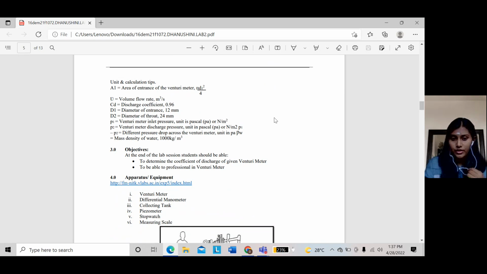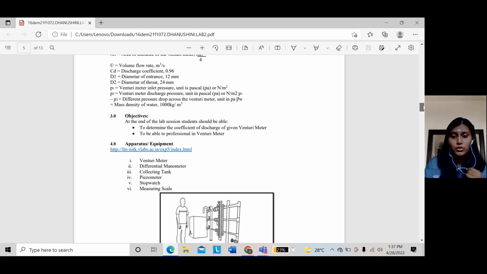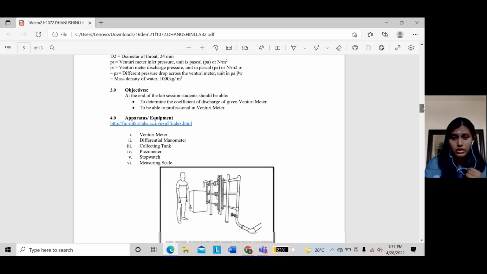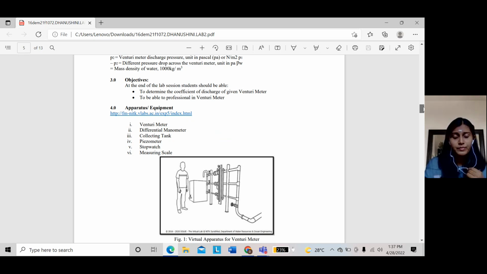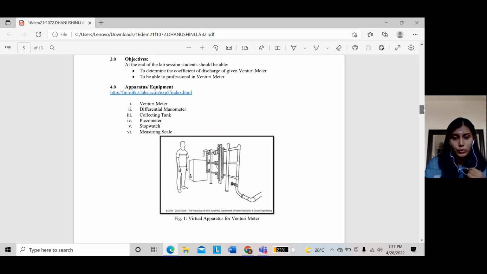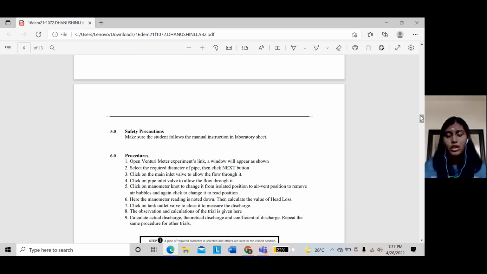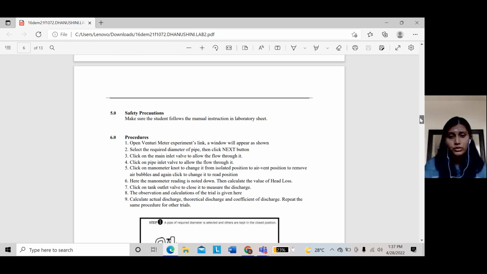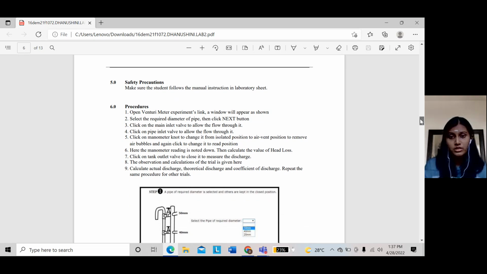So let's see the objective. The objective of the experiment is, at the end of the lab session, students should be able to determine the coefficient of discharge of the given venturimeter and be proficient in using the venturimeter. Now let's see the apparatus and equipment. First is the venturimeter, second differential manometer, third collecting tank, fourth piezometer, fifth stopwatch, sixth measuring scale. Safety and precaution: make sure the student follows the manual instruction in the laboratory session.